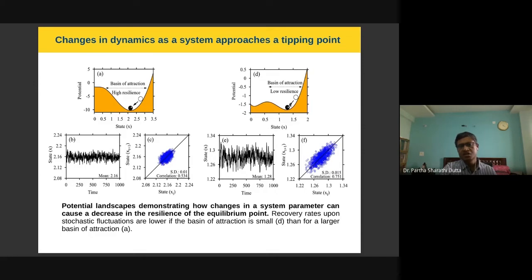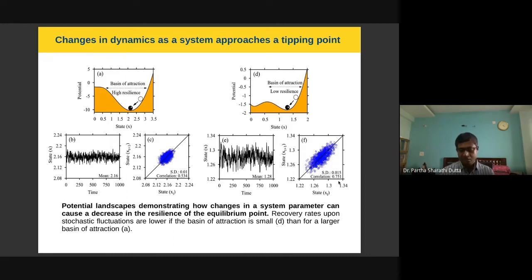The moment you take a parameter value closer to the tipping point, and consider a stochastic trajectory in the upper steady state, and again calculate x_t and x_{t+1}, you see it is now distributed over a bit more space, and most importantly, the SD has increased and the correlation has also increased. So basically, the system starts losing its resilience when it is close to a tipping point.